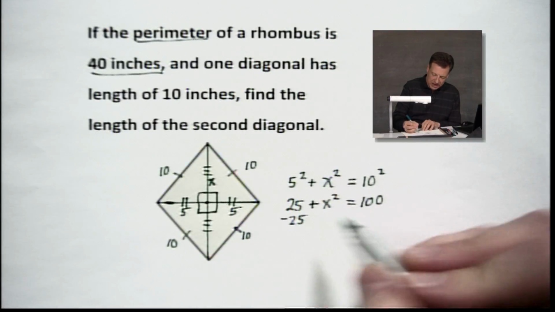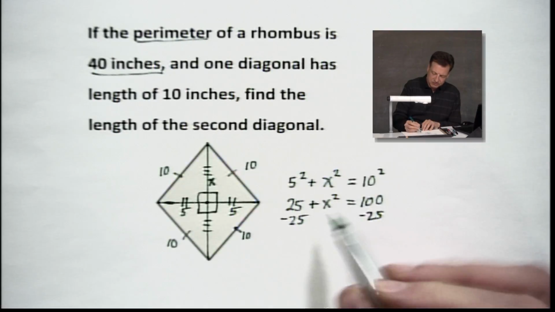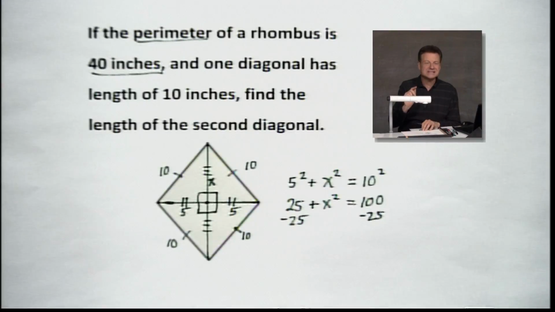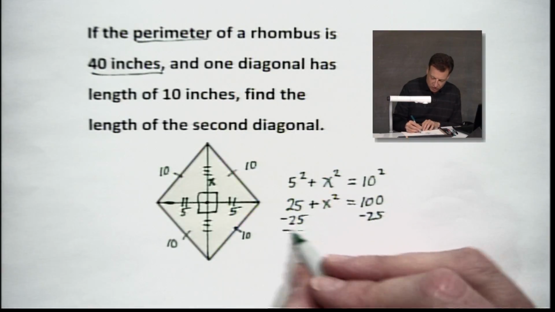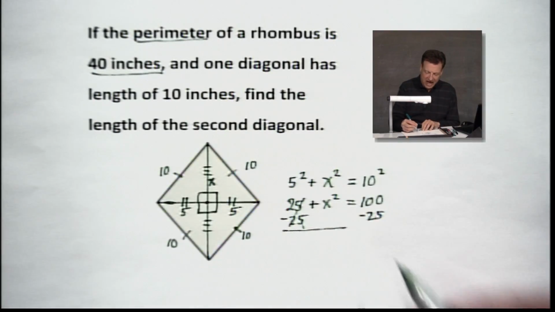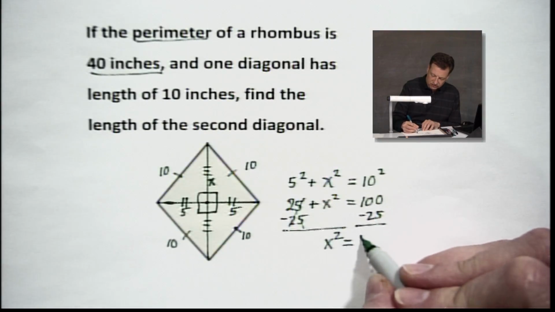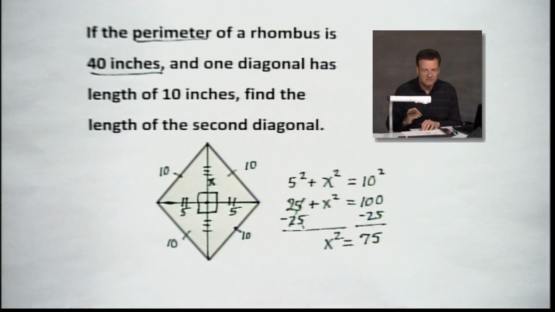Remember last problem we had? We were adding numbers because both of these were numbers that we could add. At this point, we're trying to get x by itself. All right? So here we go. We subtract off, say goodbye 25, pops up over here. We have x squared equals 75. Think of your money.